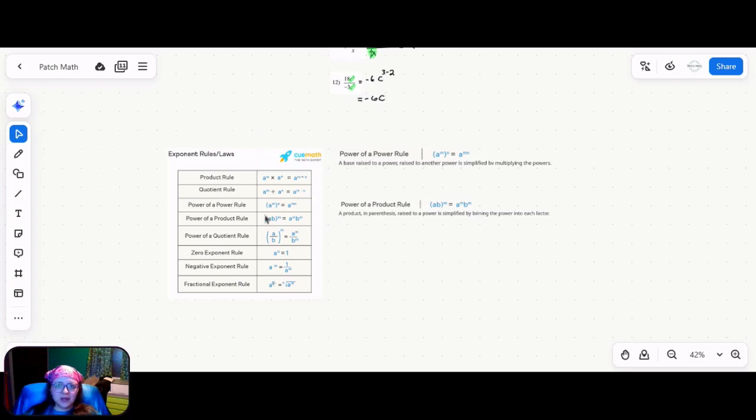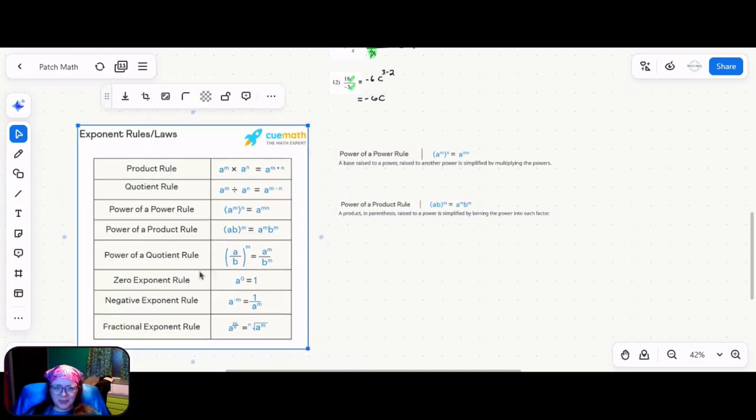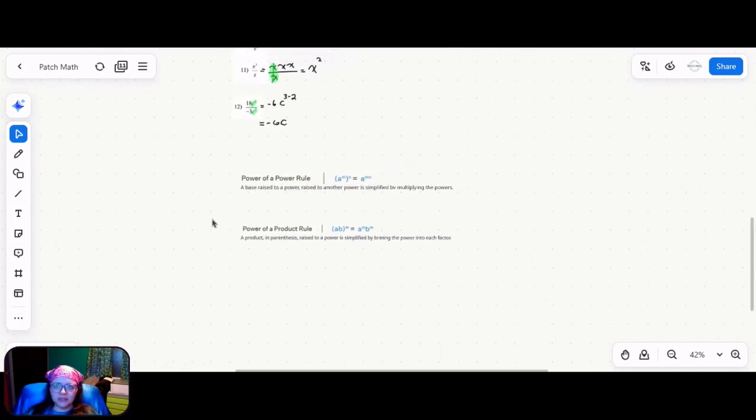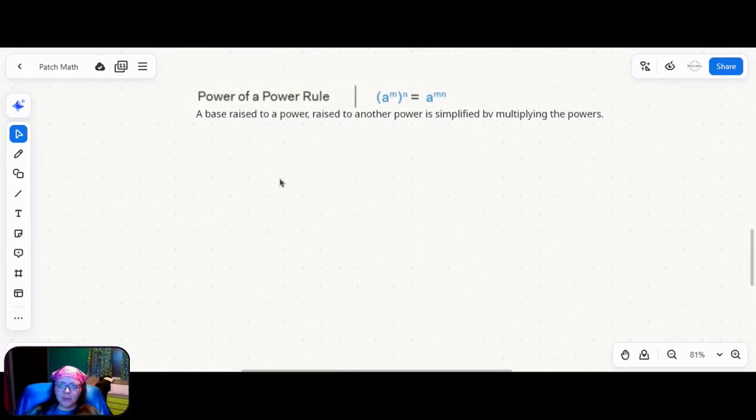Here is our list of exponent rules entirely. And at some point, I will be making videos, hopefully for each of these. But for the time being, I'm going to take that off of our screen. I'm going to move power of a product rule on down for a moment, and let's focus in on power of a power rule.